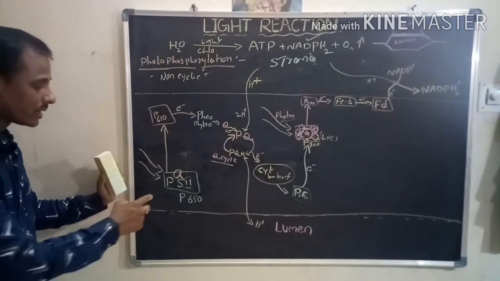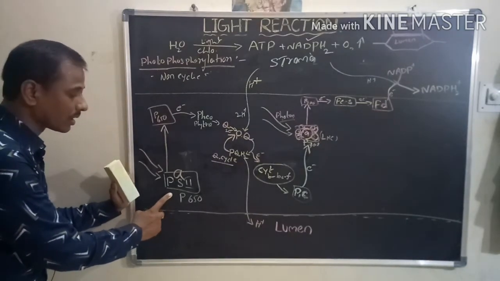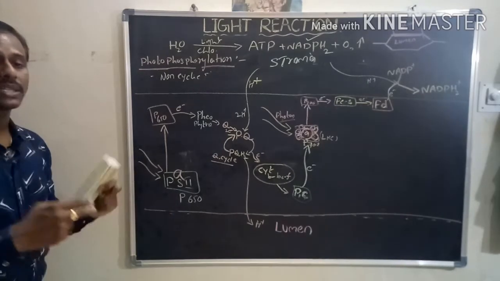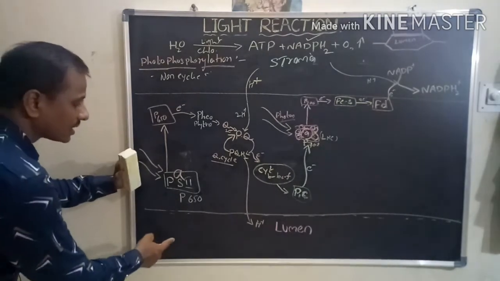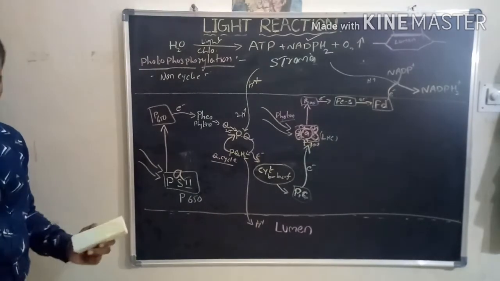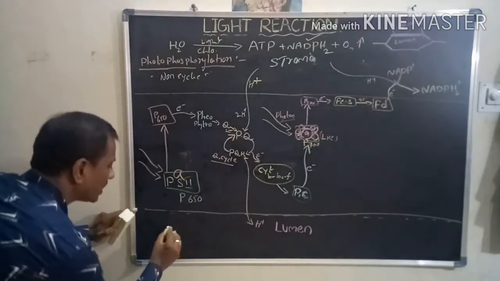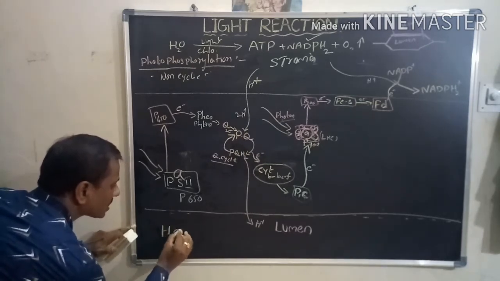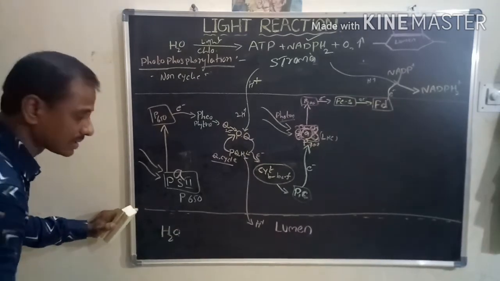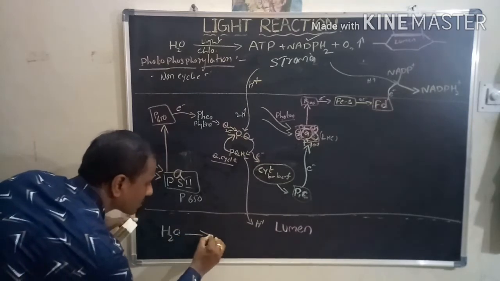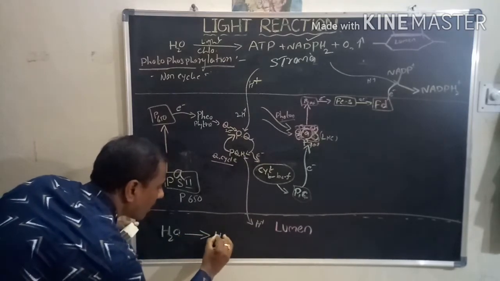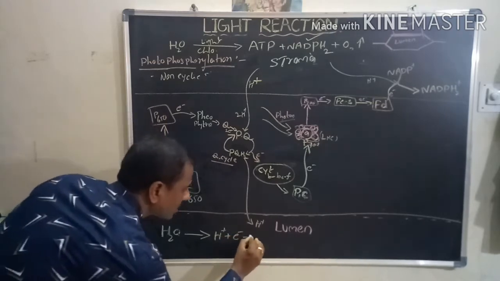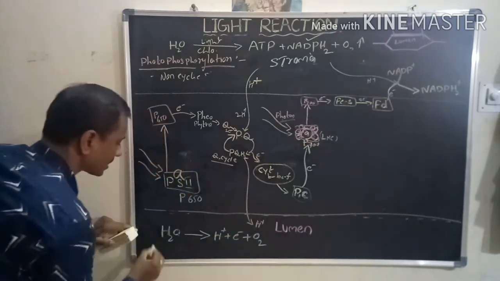So here, due to the loss of its electron, the complex of the PS2 splits the water which is present in the lumen and receives its electron. See here, this is the lumen. We know that the lumen contains water and minerals. So that water is split finally into protons, electrons and oxygen gas.